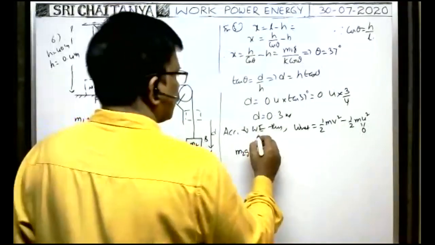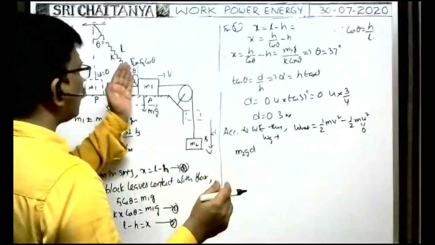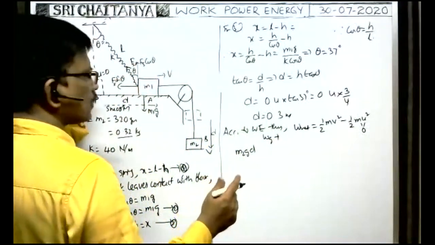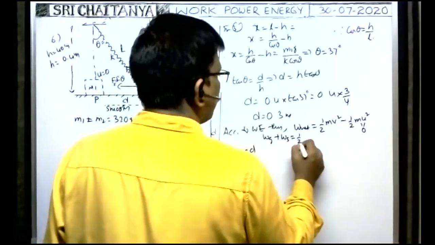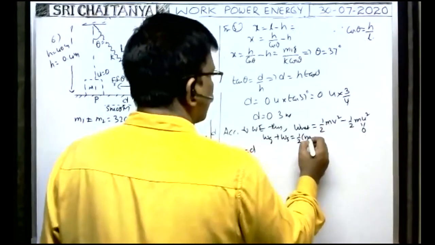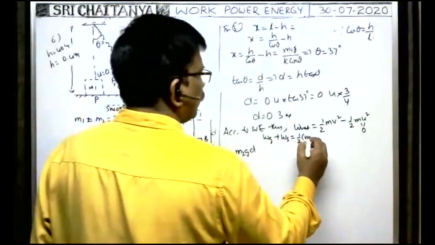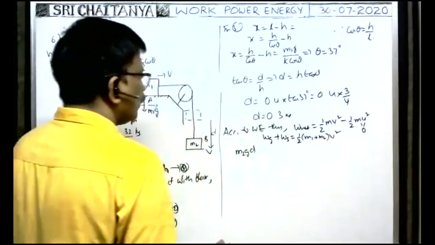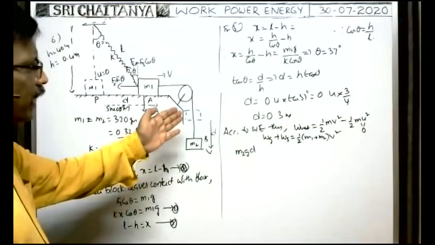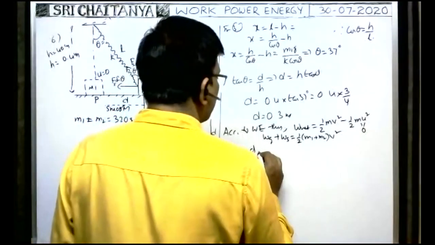So there is work done by gravity, plus, whenever the block moves in this direction, the spring force acts in the opposite direction. That's why work is done by the spring also. That is equal to the change in kinetic energy, half into the total mass of the system. As the two blocks travel with the same velocity, the total mass of the system is m1 plus m2 into the common velocity square. Now, work done by gravity is only on this block, m2 g d, plus the work done by the spring.